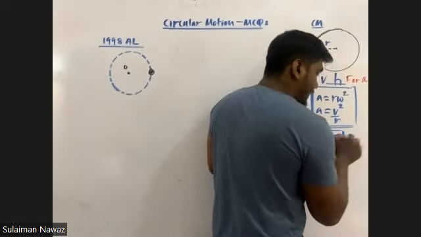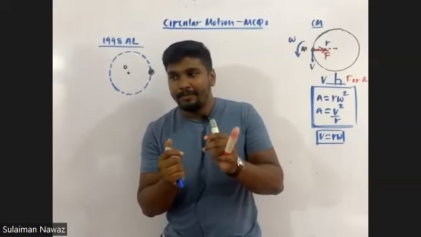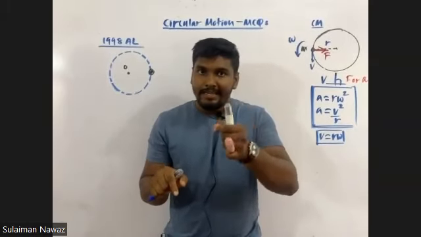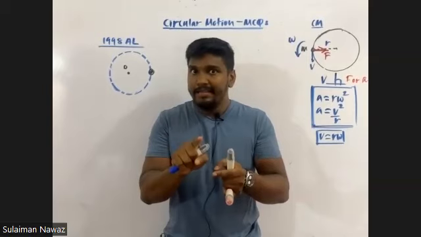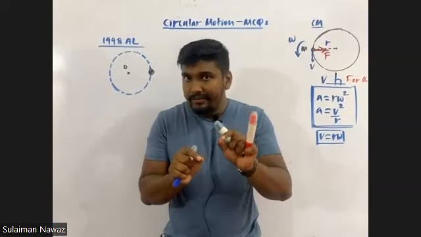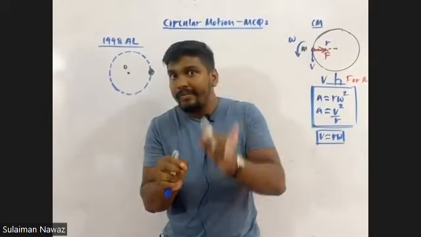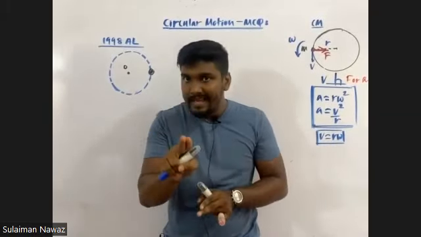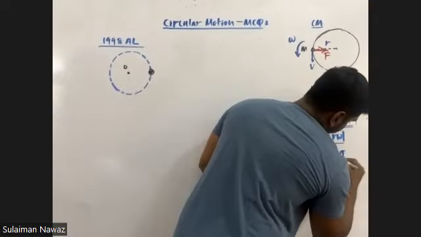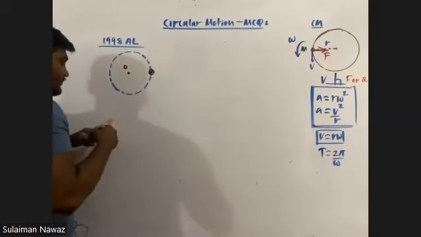Whenever in circular motion questions they give the time period, understand that if you know the time period, you know omega, because we know time period T equals 2 pi over omega. Then omega equals 2 pi over T. So if they have given the time period, then you know omega, the angular velocity. Some important equations.